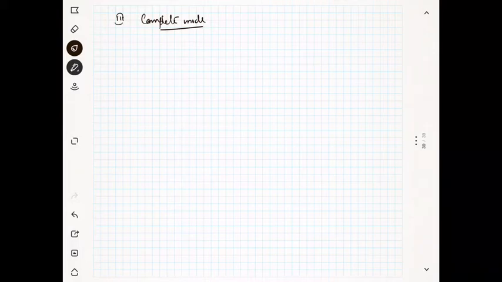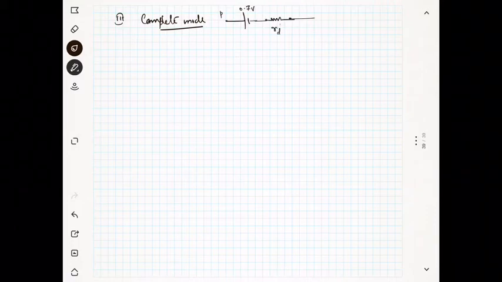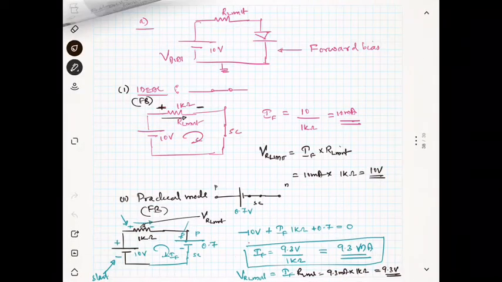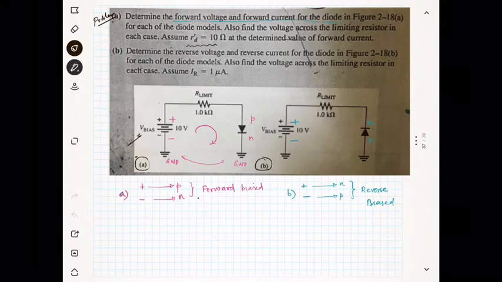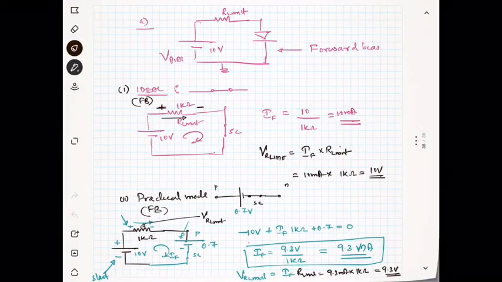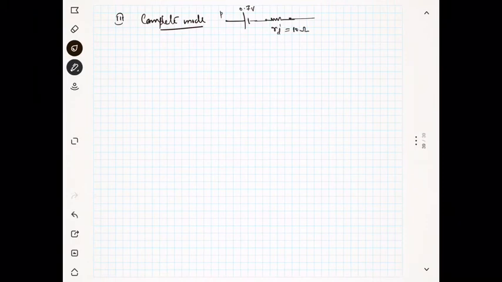Now we have another thing which is known as the complete model. So in the complete model, you can say that we have the diode which can be replaced with, this is the P type and this is 0.7 volt. You have the short circuit with an RD dash. In the question the RD dash is given which is 10 ohms. So you can include it. Okay, this is the case with forward bias.